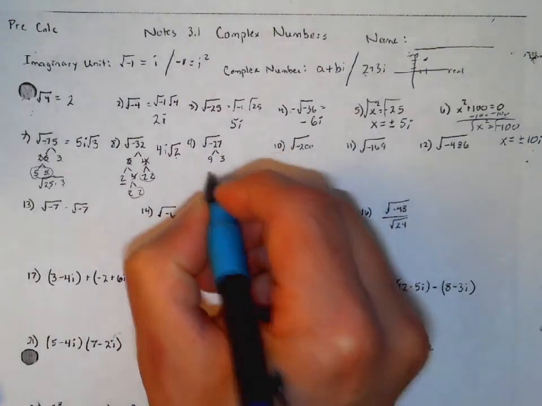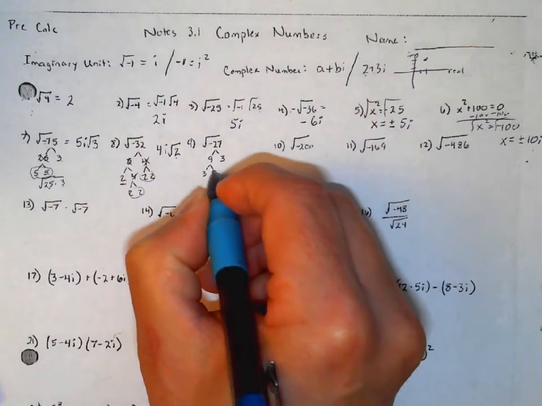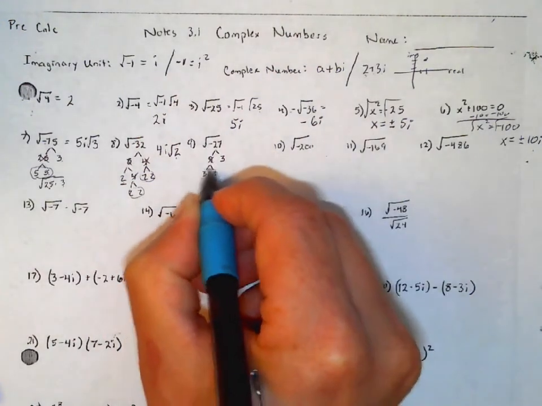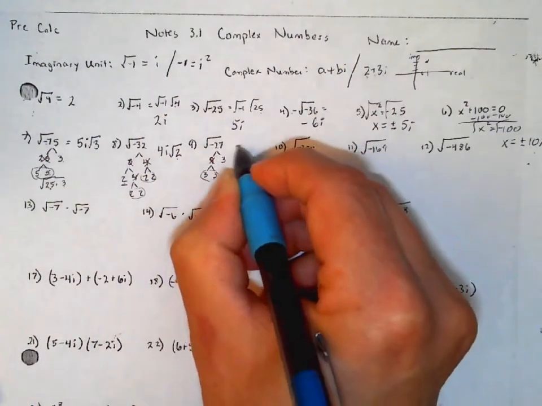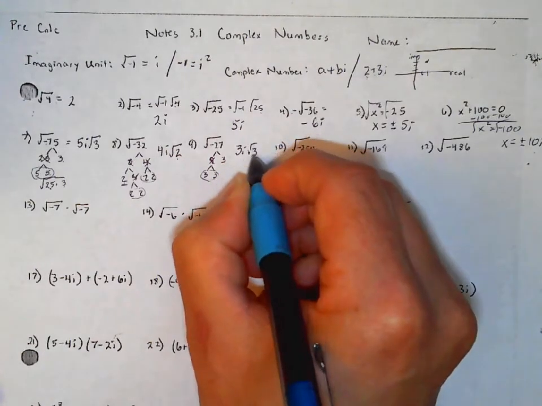Okay, 27 is 9 times 3, 9 is 3 times 3, so I see a pair here. So my answer is 3i square root of 3. 3 doesn't simplify.